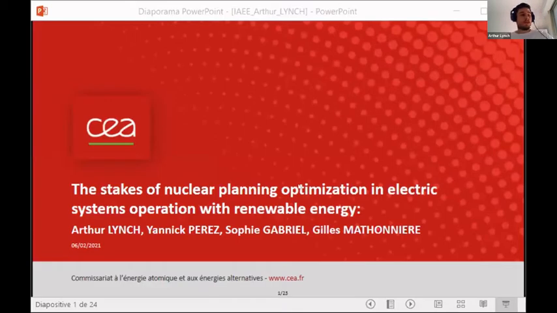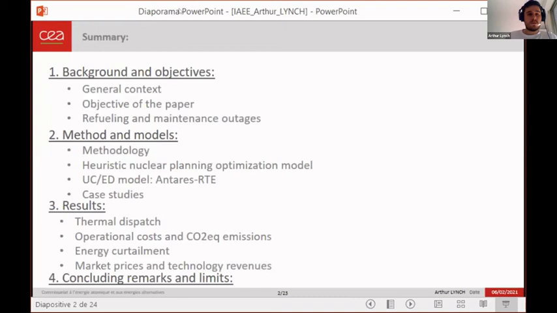It is about the stake of nuclear planning optimization in electric system operation with renewable energy. It is a paper written in collaboration with Yannick Perez, the IAEE chairman from CentraleSupélec, Sophie Gabriel and Gilles Matonnière. The presentation will be structured as such. First of all, the background and objective of the paper, then the method and model used to assess the impact of nuclear planning optimization on electric system operation with renewable energies, then the results, and lastly, some concluding remarks and limits, and I hope I will have your questions regarding this paper.